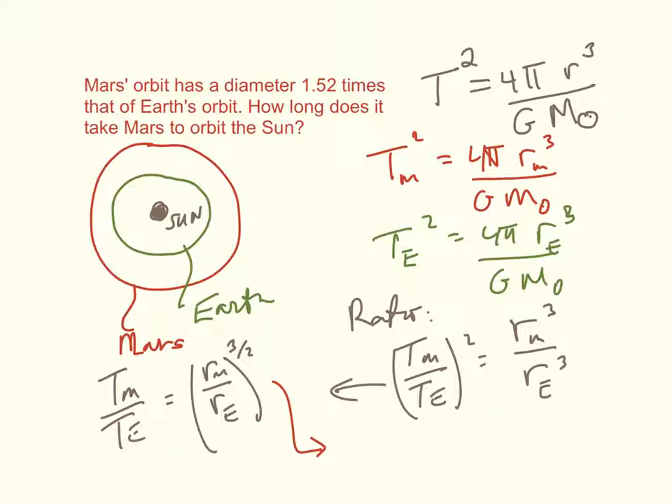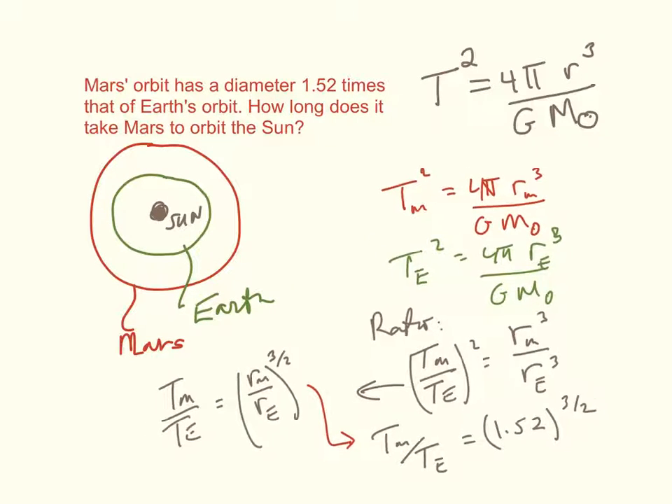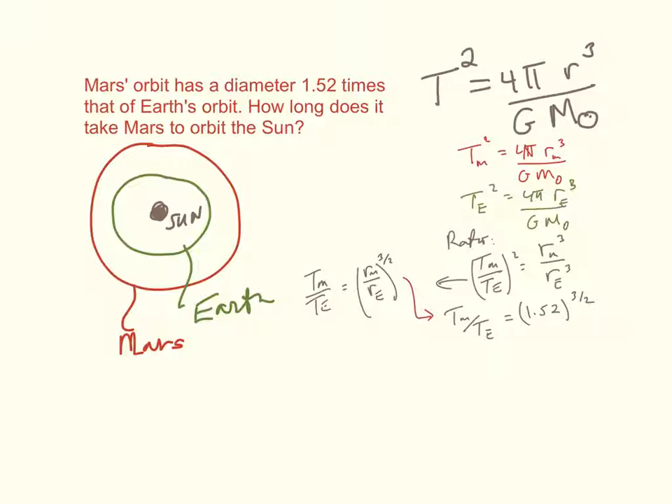Since we know that the diameters are related by 1.52, the radii are related by 1.52 also. So we recognize that the Mars orbit has a diameter 1.52 times that of Earth's. So we end up with the time period of Mars over the time period of Earth. That ratio is 1.52 to the 3/2. Well, I'll make this a little smaller so we can make some more room here.